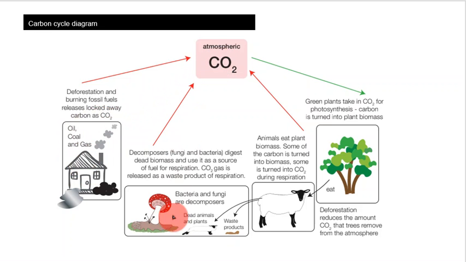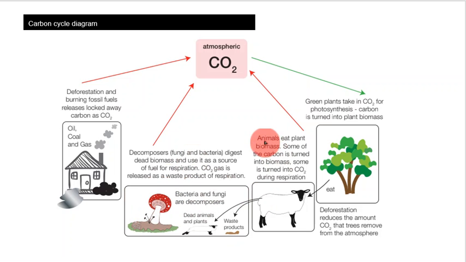The other way is that you have animals, for example, that die, and then you have decomposers like bacteria and fungi. Decomposers, fungi and bacteria digest dead biomass. Biomass is just dead things that were alive and are being eaten, and they use it as a source of fuel for respiration. Basically, these decomposers need to make energy, and they consume dead animals and plants to do that. CO2 is released into the atmosphere as a gas, as a waste product of respiration.